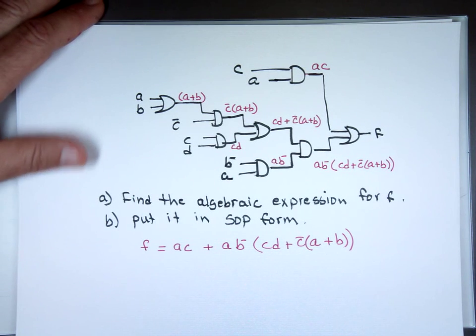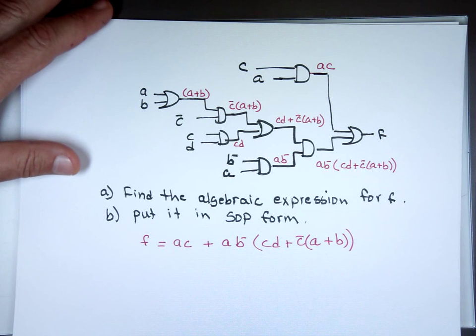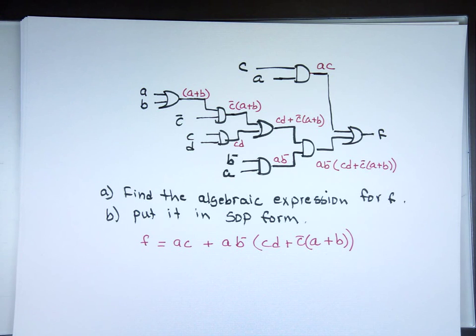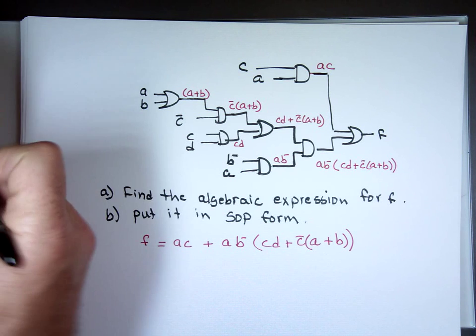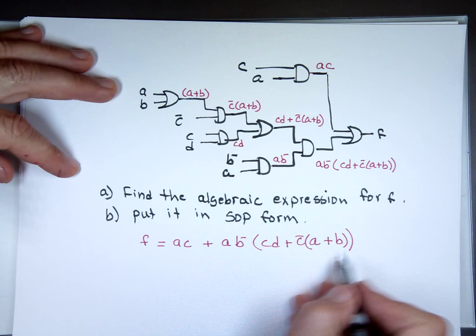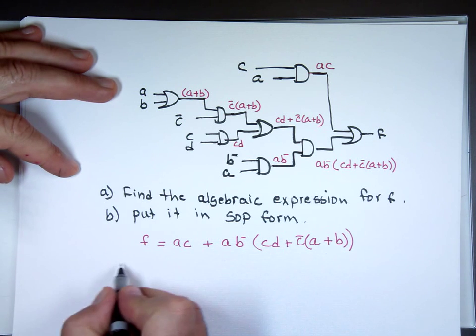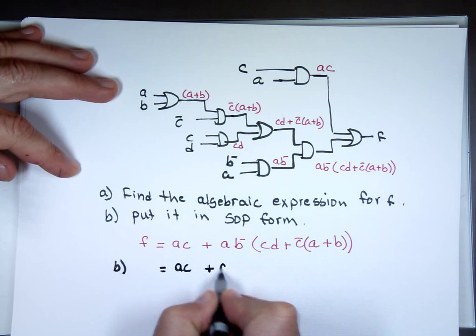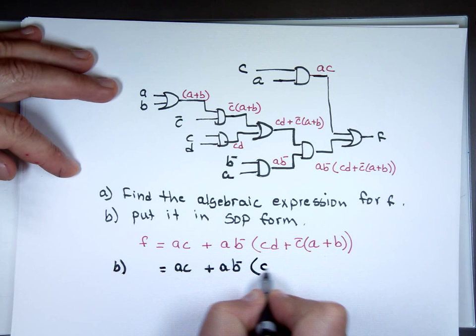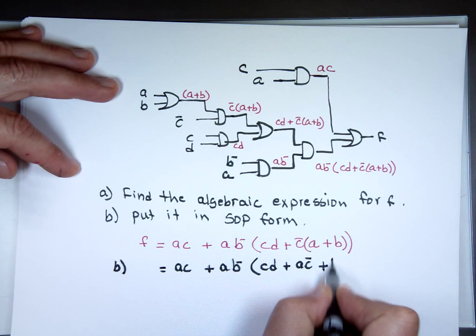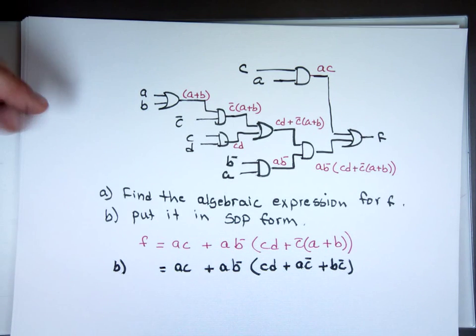And the next one, we're going to clean it now because they want it in sum of product. Sum of product. Well, let's simplify the inside one, see what will happen first. So that's part B now. It's going to equal AC plus AB bar times CD plus, this is what? AC bar plus what? BC bar. When you multiply the C bar through, yep, right there.